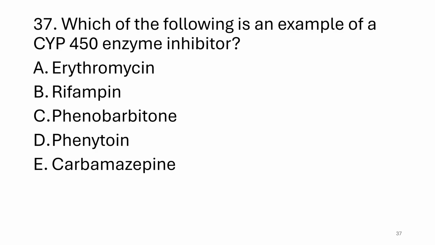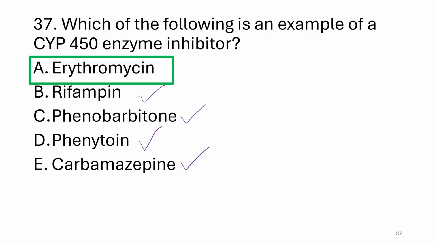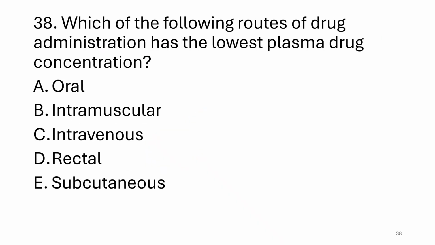Which of the following is an example of a cytochrome P450 enzyme inhibitor? Make sure you know the cytochrome P450 inhibitors and inducers. The inhibitors are erythromycin, macrolide antibiotics, clarithromycin, cimetidine and omeprazole, whereas rifampin, phenobarbital, phenytoin and carbamazepine are cytochrome P450 inducers. You should be careful while combining other drugs, as there are drug interactions.